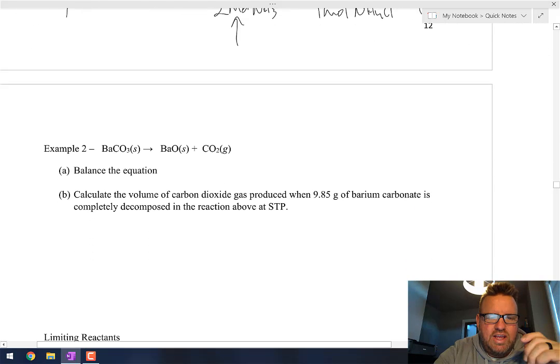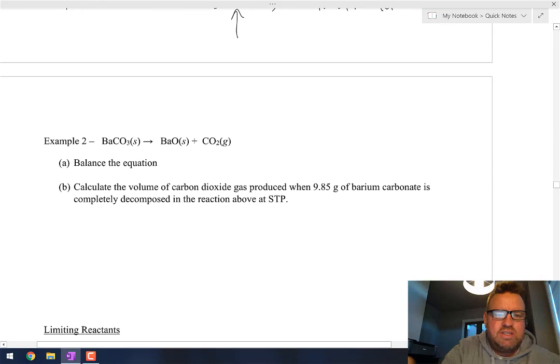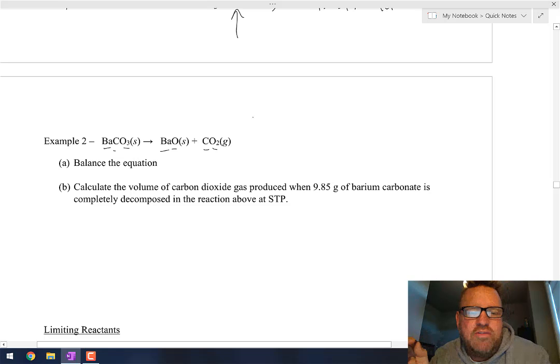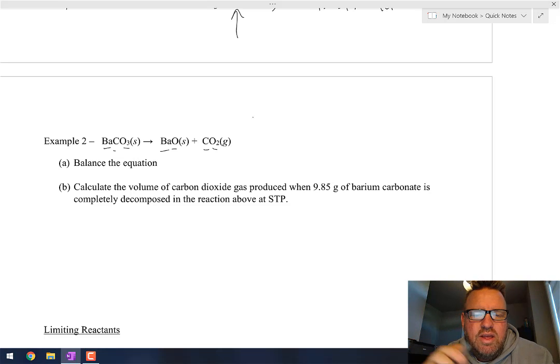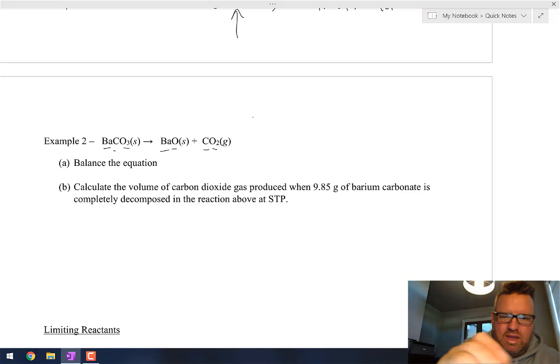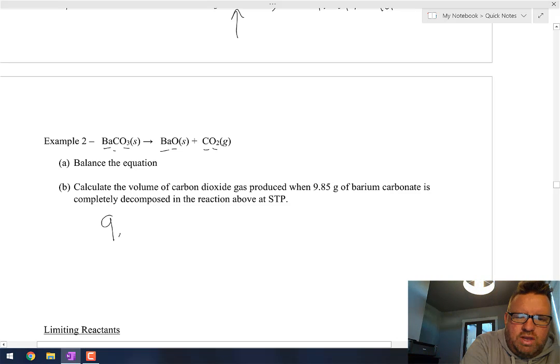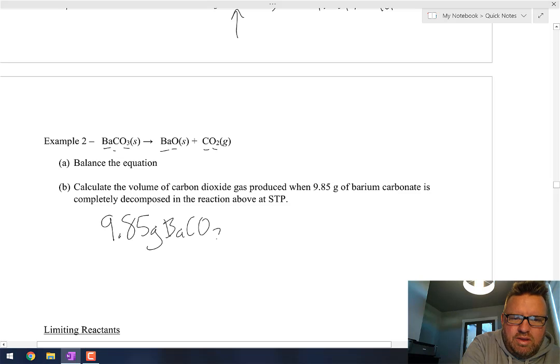Okay, let's look at this next example. It says balance the equation: 1 barium, 1 barium, 1 carbon, 3 oxygens, 1, 2, 3 oxygens, already balanced. So part B says calculate the volume of carbon dioxide gas produced when 9.85 grams of barium carbonate is completely decomposed in the reaction above at STP. So the only number they give us is 9.85 grams of barium carbonate.